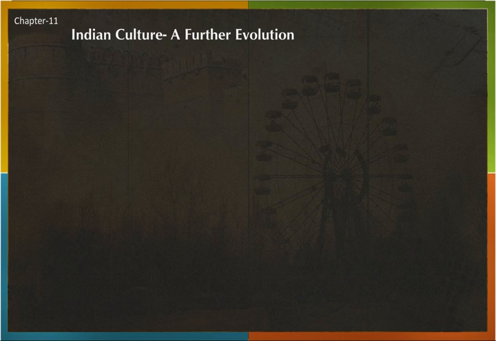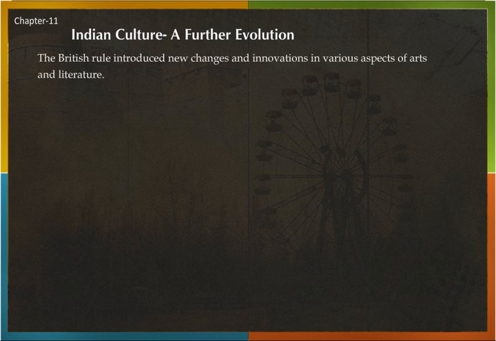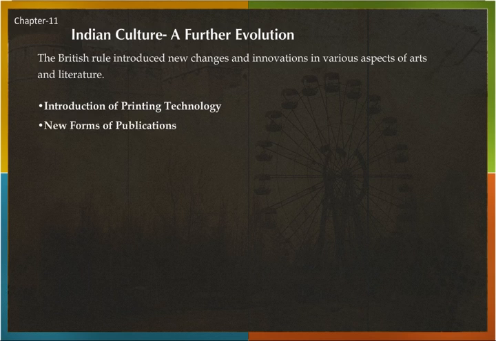Chapter 11: Indian Culture, a Further Evolution. The British rule introduced new changes and innovations in various aspects of arts and literature. Introduction of printing technology. New forms of publications.